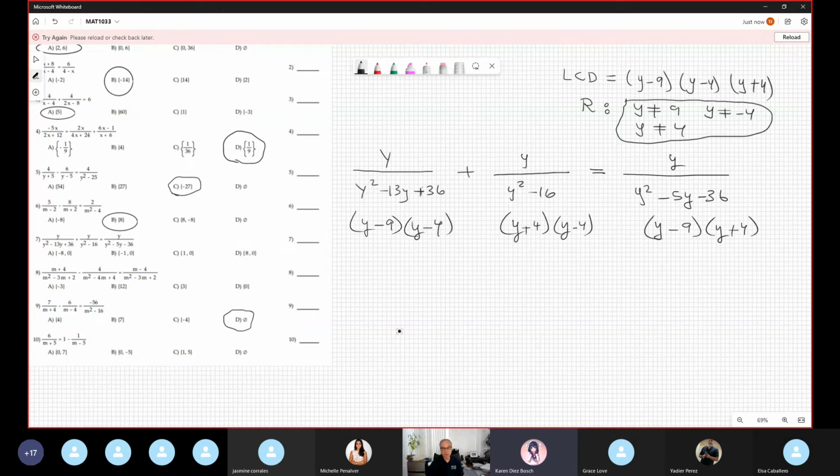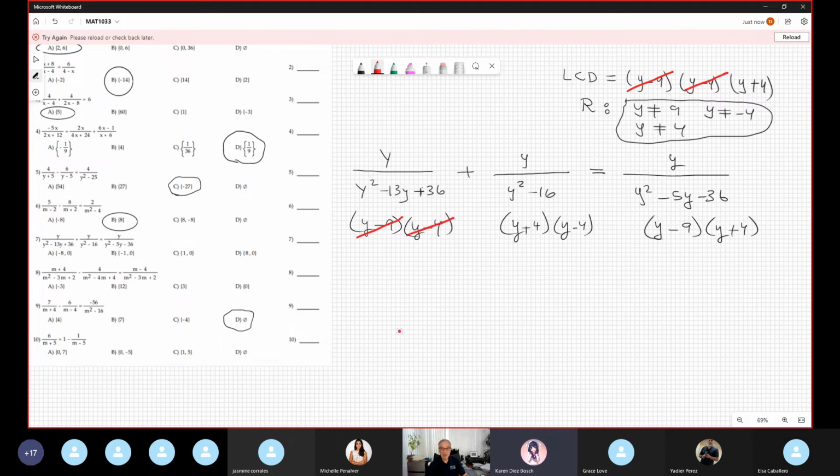So I want to apply a new idea, a different way to write that, because I have a marker with a different color. Instead of writing this long expression three times, I use my marker. When you multiply the LCD by the first fraction, it's obvious that y minus 9 is cancelled and y minus 4 is cancelled.